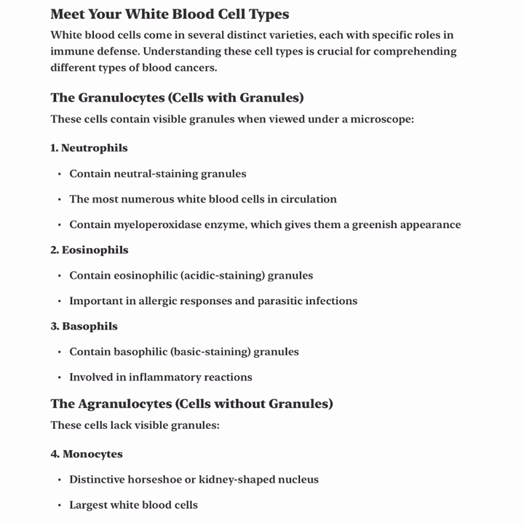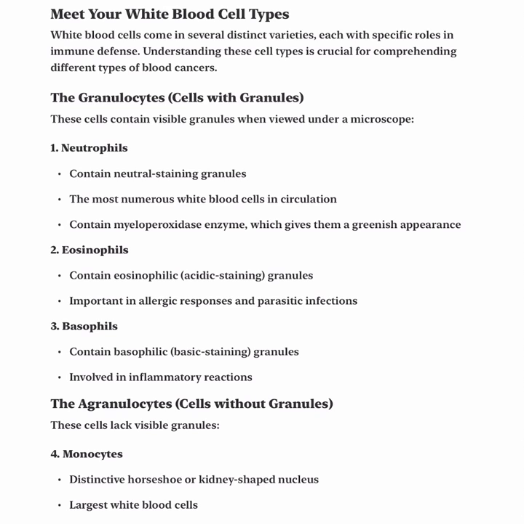First and foremost, we're starting with neutrophils. These contain neutral staining granules. These are the most common, most numerous of your cells in circulation. They contain myeloperoxidase, which gives them that greenish appearance under a slide.